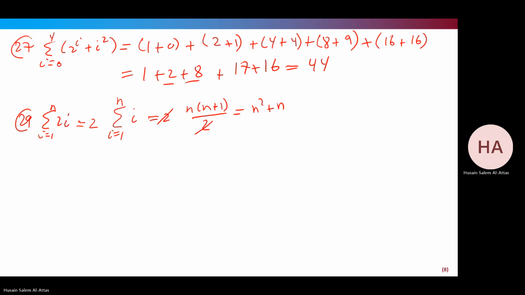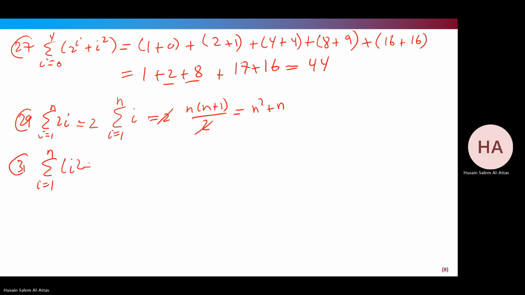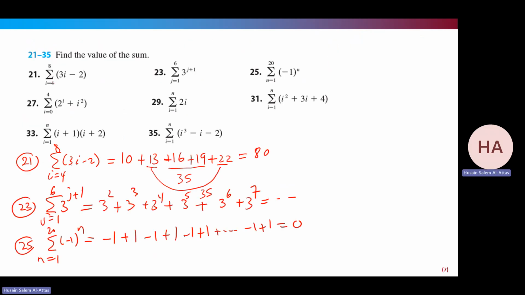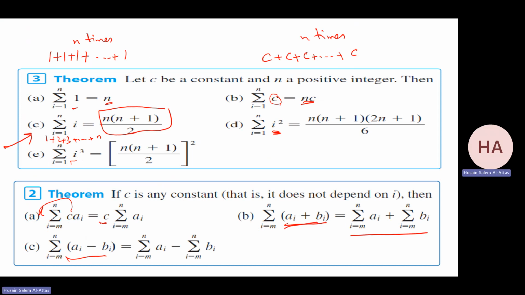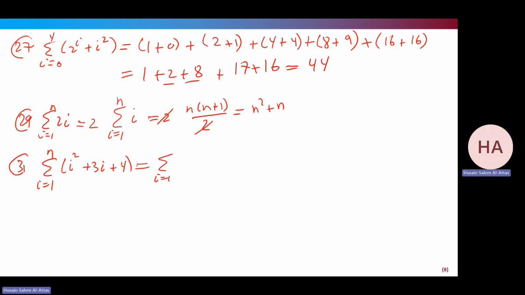31. Summation i equals 1 to n of i squared plus 3i plus 4. We notice, I can distribute the sum. I can use this. That will be summation i equals 1 to n of i squared. The 3 I can't get outside right away. I have summation of 4.